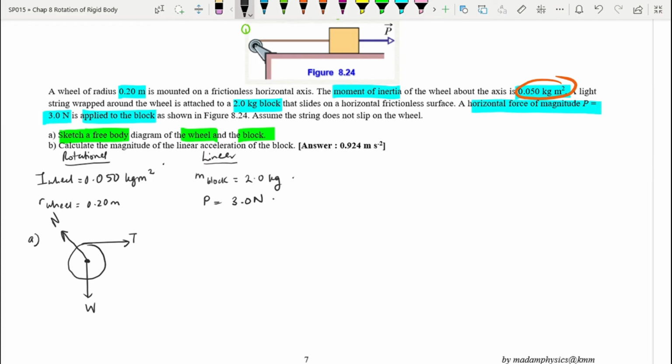We just label the forces acting on the wheel. And next, we need to label the free body diagram for the block as a dot, because this is linear motion. So, the mass of the block is 2 kg. So, there is the weight of the block. We will have P, which equals 3.0 Newton. At the same time, we will have tension to the left along the string. Okay, and this tension has the same value because it is the same string. And don't forget we have normal force up, because the block is in contact with the surface of the table.